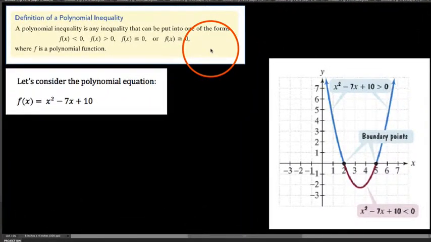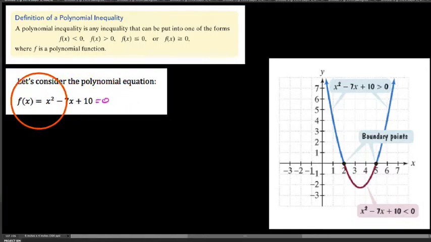Okay, YouTube, in this video we're going to focus on solving polynomial inequalities. In the past we've looked at polynomial equations, that is, equations such as this one here, f of x equals x squared minus 7x plus 10, this polynomial expression, and what we often do is just set the y value equal to 0 to solve for the x values, or the x-intercepts, or zeros, or whatever you want to call them. But basically in the past we've looked at equations.